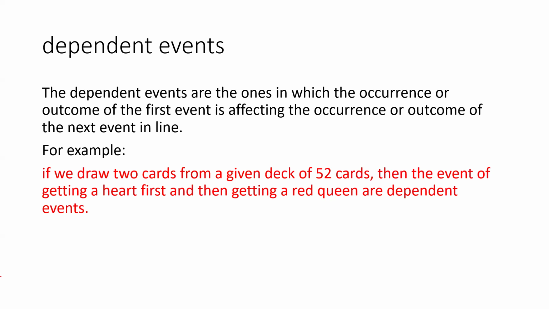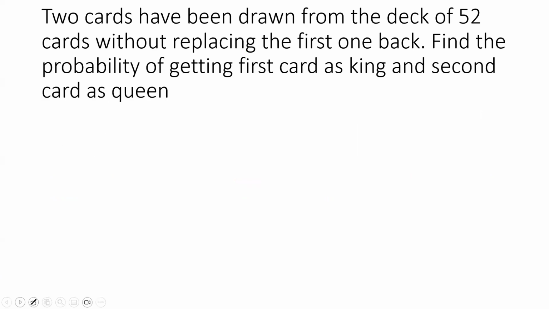So in this example, if we draw 2 cards from a given deck of 52 cards, then the events of getting a heart first and a red queen second are dependent. Why? Because if I take a heart out and then a red queen, a heart is already red, so it means I've already taken one out. So when I go back, the total has changed because one is no longer in. So there's a decrement.